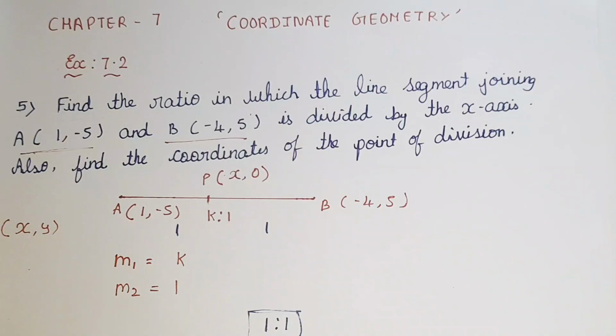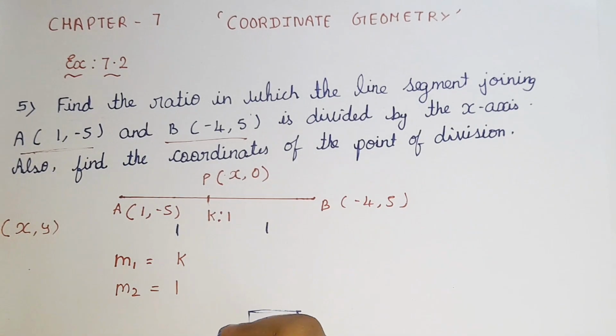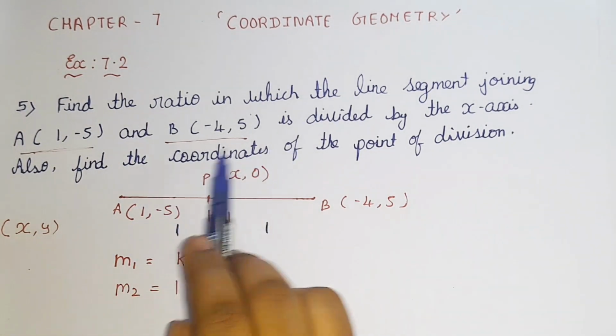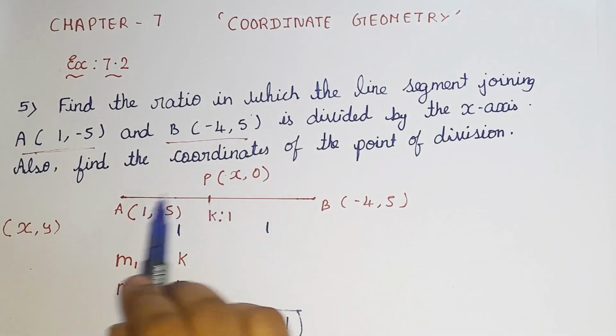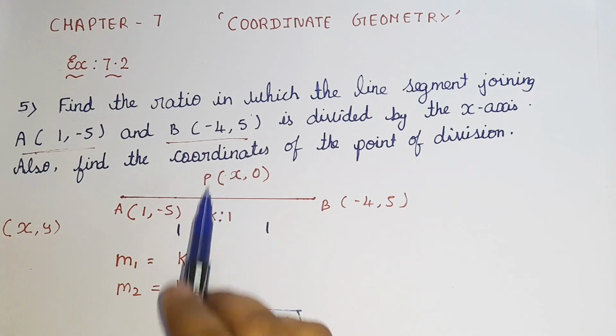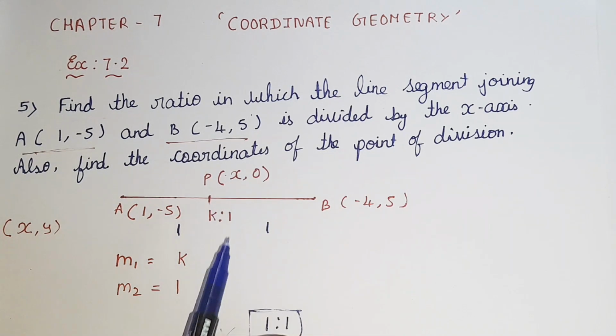Since, according to the question, we are supposed to find the ratio, now we found it. But we are supposed to find the coordinates as well, the coordinates of the point of division. So this point is dividing the line segment, isn't it? So we are supposed to find the coordinates of P. But we took it as x comma 0, so now we are supposed to find the values for them. How to find it?